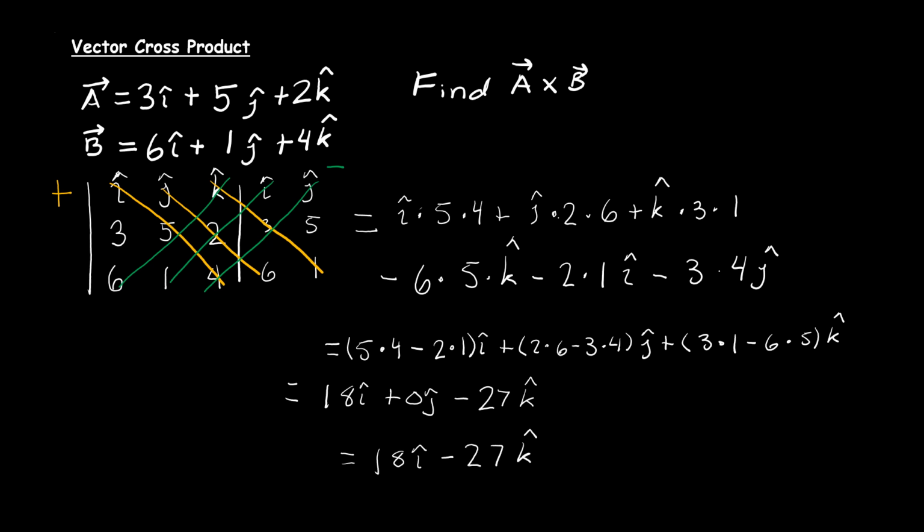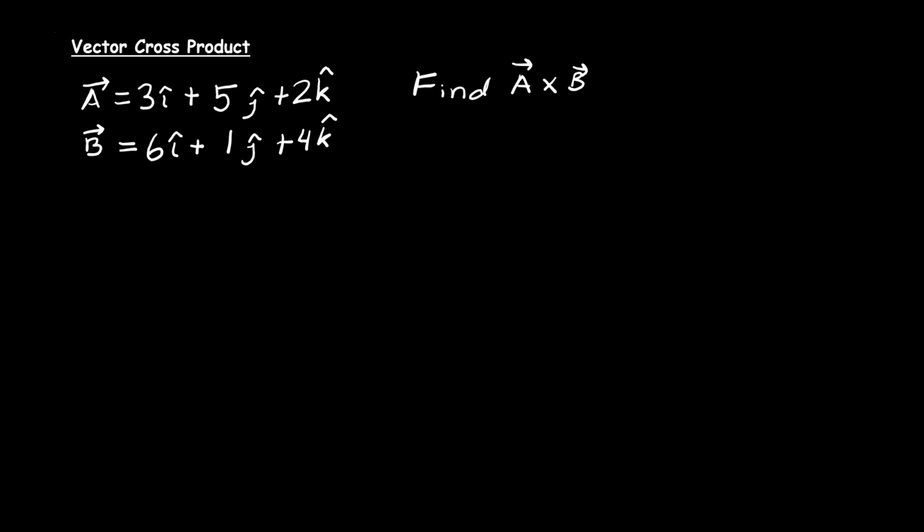All right, so now I'm going to show you the second way of doing this, and hopefully we should get the same answer and prove that both ways work. The second way is going to be doing the cross product as the sum of three different 2x2 determinants. So let me show you what I mean. We're going to set up the cross product the same way with the i hat, j hat, and k hat as the first row, and then the components of A, 3 i hat, 5 j hat, 2 k hat, and the components of B, 6 i hat, 1 j hat, 4 k hat.